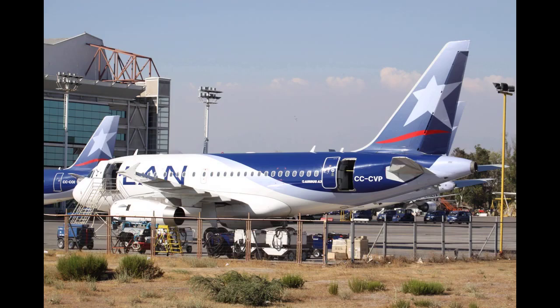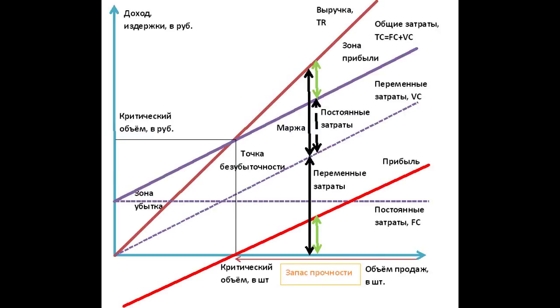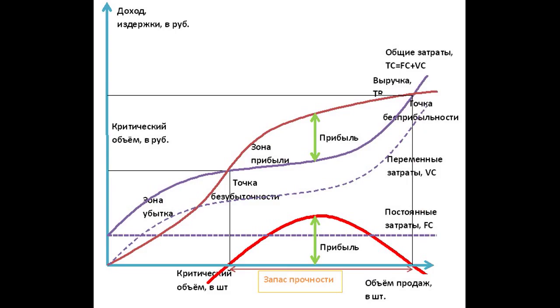In conclusion, cost-volume profit analysis is a powerful tool that can help you make informed decisions about your business. By understanding the relationship between costs, volume, and profit, you can identify areas where you can cut costs, increase efficiency, and ultimately boost your bottom line. Whether you're a seasoned entrepreneur or just starting out, this concept is essential for success in today's competitive business environment.